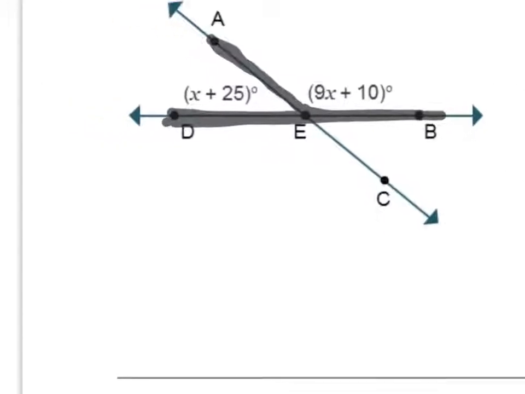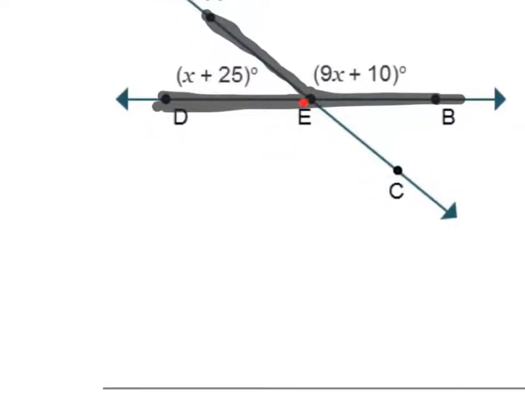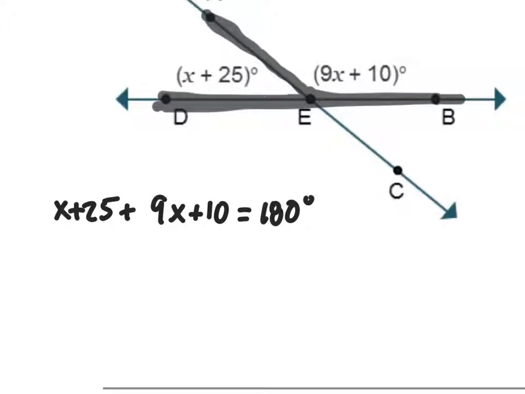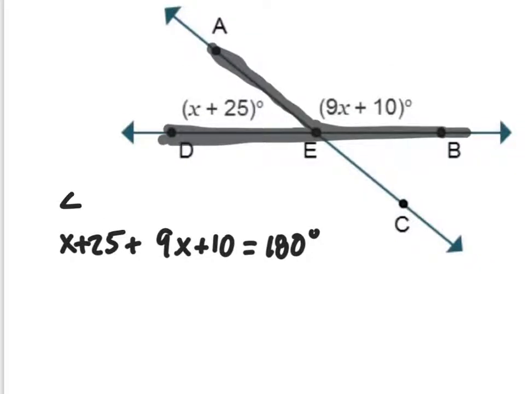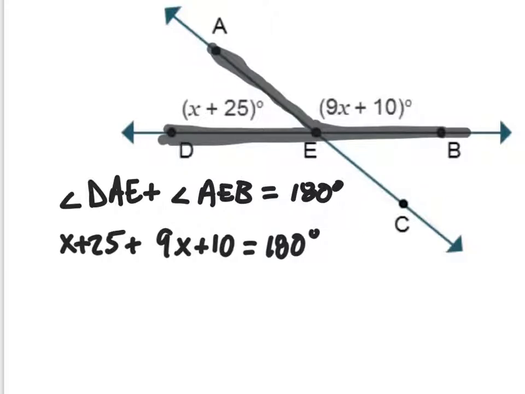So I'm going to come over here and set up an equation. Because they form a straight line, I've got x plus 25. If I take that angle plus 9x plus 10, then that's going to give me 180 degrees. If I add these two angles together, then I get 180 degrees. You could even write angle DEA plus angle AEB equals 180. You can write that. Now let's solve this for x.